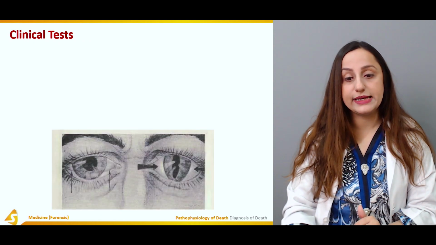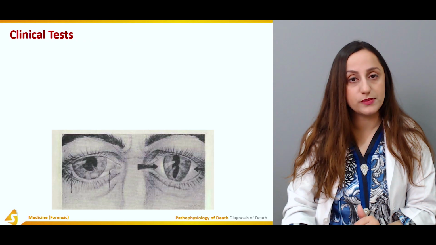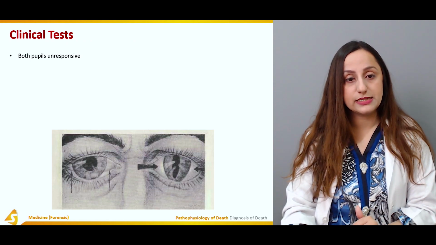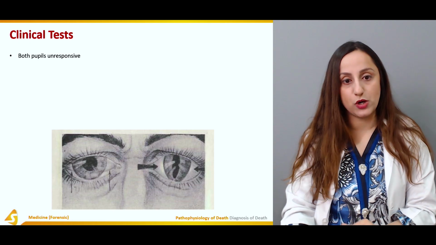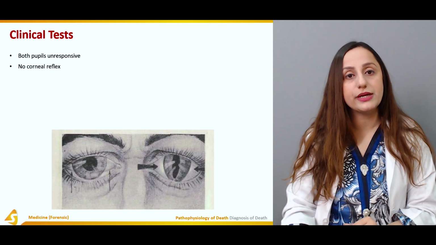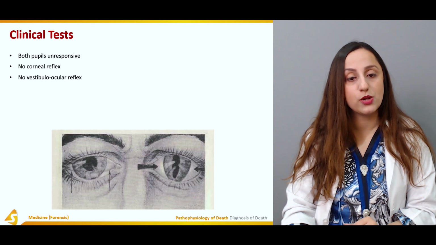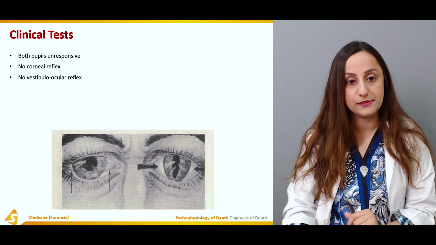Now, coming on to the clinical tests that have to be performed in a person to establish death. That is basically both pupils are unresponsive, no corneal reflex. It is followed by no vestibulo-ocular reflex. That will also establish the brainstem death.